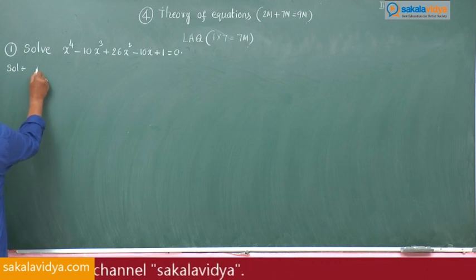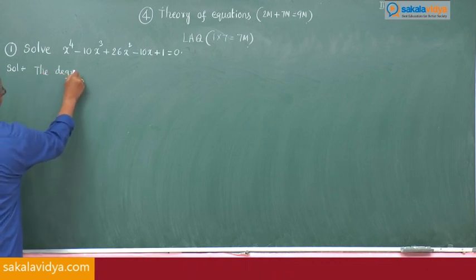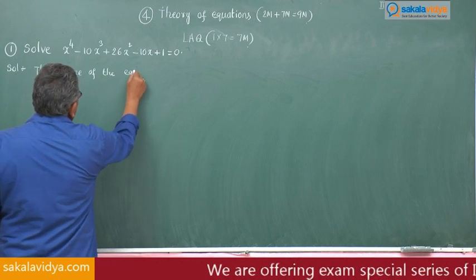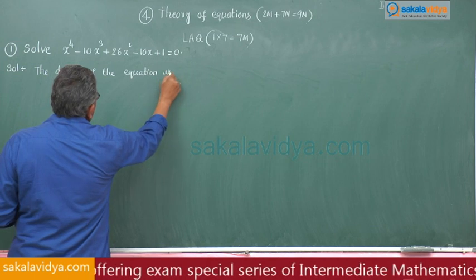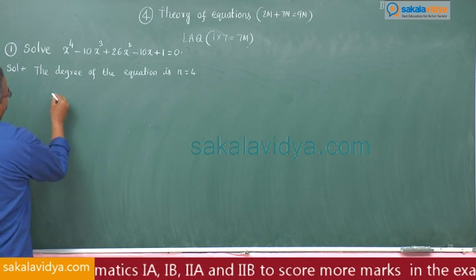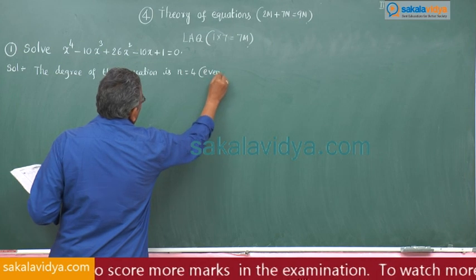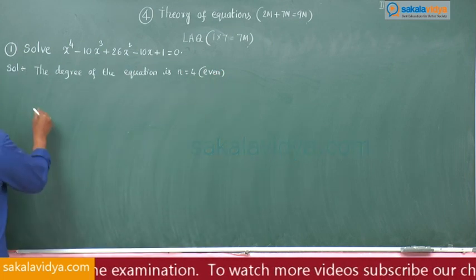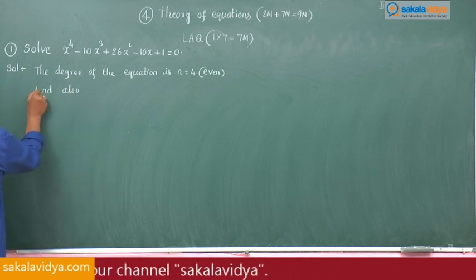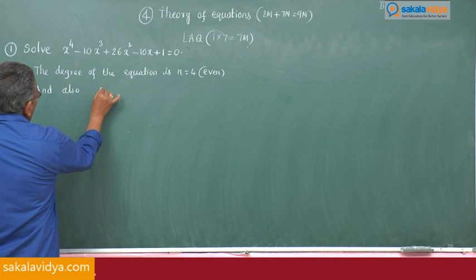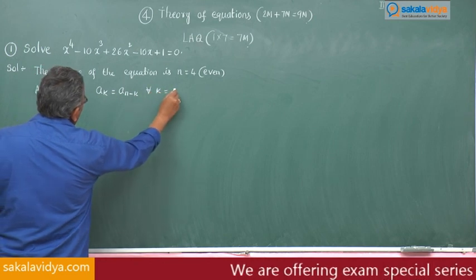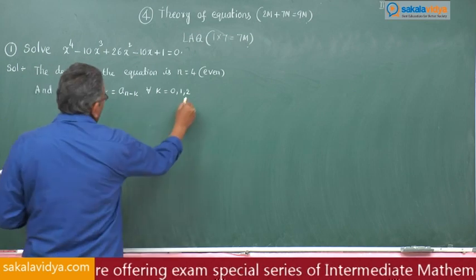So, the degree first write down. The degree of the equation is say n, that is 4, n is equal to 4. So, n is equal to 4 means even degree. And also we can verify that here a_k is equal to a_(n minus k) for every k is equal to 0, 1, 2, 3, 4.